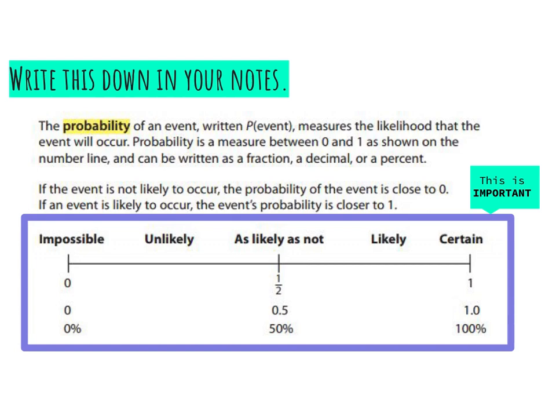Probability is a measure between 0 and 1, as shown on the number line, and can be written as a fraction, decimal, or percent. If the event is not likely to occur, the probability of the event is close to 0. If an event is likely to occur, the event's probability is closer to 1. Make sure you write this table down.